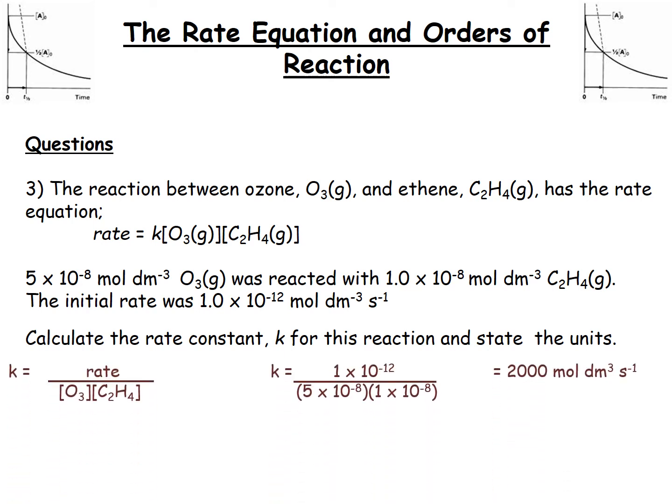You should have this. So if we want to make K the subject, it's the rate divided by the concentration of ozone and ethene. And they've given you the concentration, so you're using actual data now with these. And you should get 2000 moles per dm cubed to the seconds to the -1.